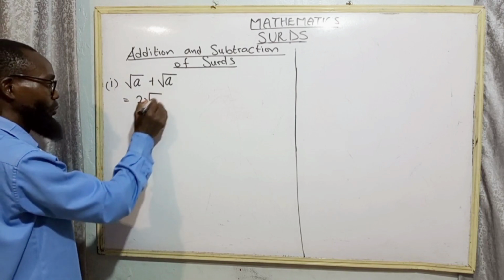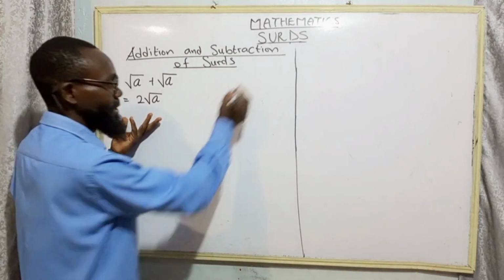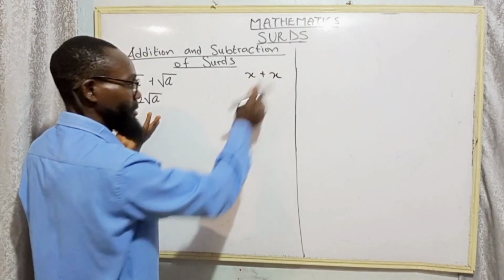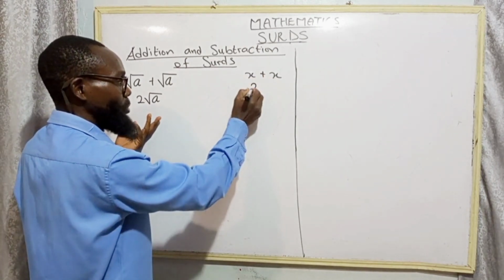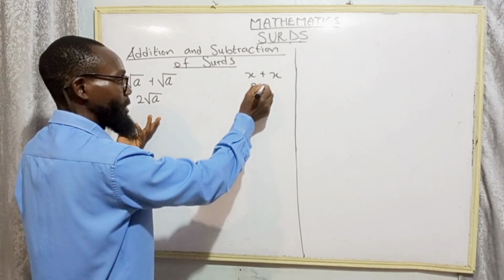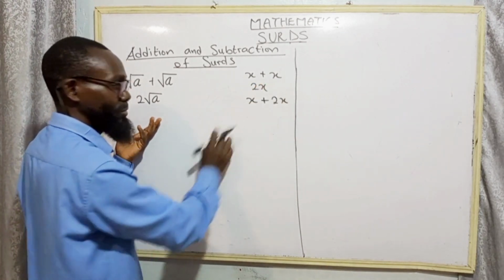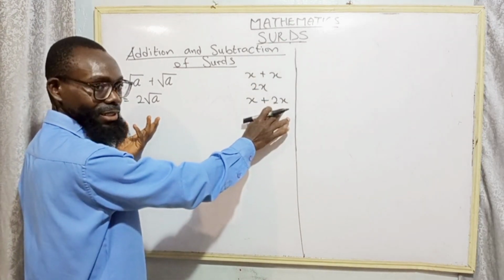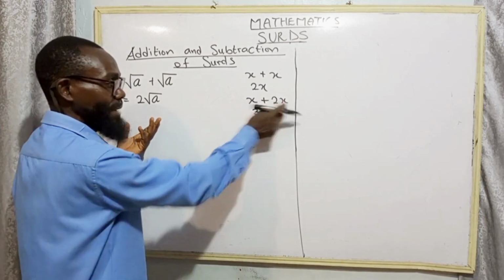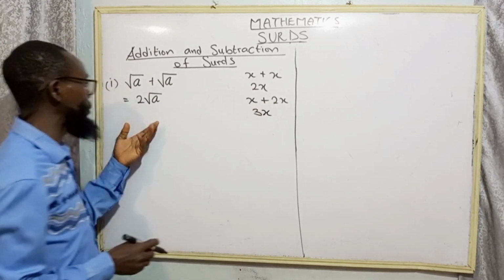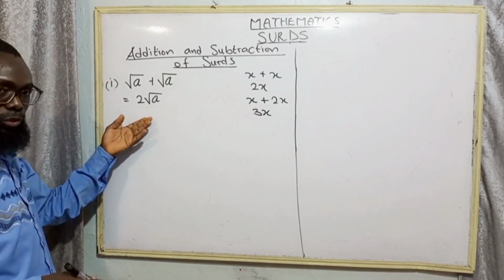Then you take your square root of what? A. This is likened to our algebraic equation that says x plus x. x is standing as 1, under x standing as 1, 1 plus 1, we have 2. Because they are in terms of x, we have 2x. Or we say x plus 2x. This has x, this has x. They are the same. This standing as 1, 1 plus 2, we have 3. In terms of what? x, 3x. Likewise, square root of A plus square root of A is going to give us 2 root A.